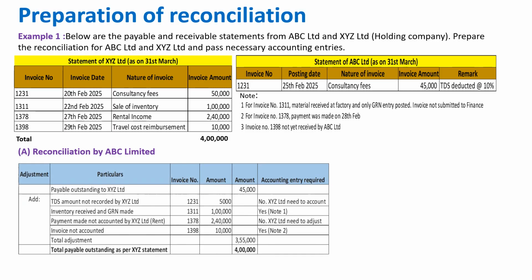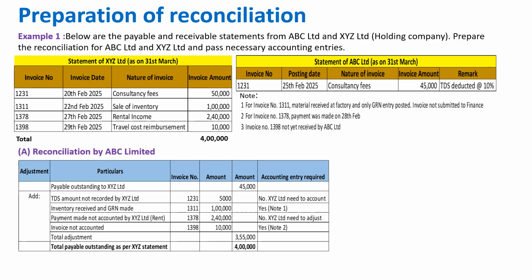While doing the reconciliation, always ensure that each and every invoice is matched. So when you have a statement from XYZ Limited, ensure that every line item is matched and the reconciliation is prepared. If you see the reconciliation here, payable outstanding to XYZ Limited is 45,000 rupees. You start with the amount reflecting in your accounting system, and in your accounting system, the amount shown payable to XYZ is only 45,000 rupees. So you start with that, right?